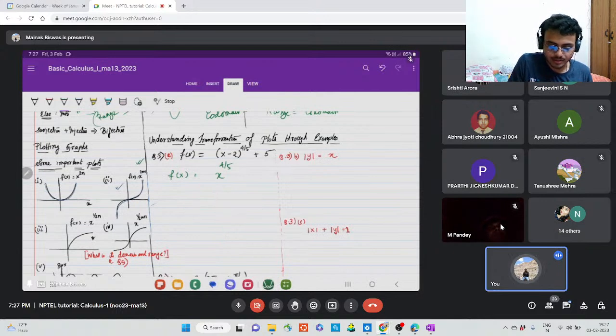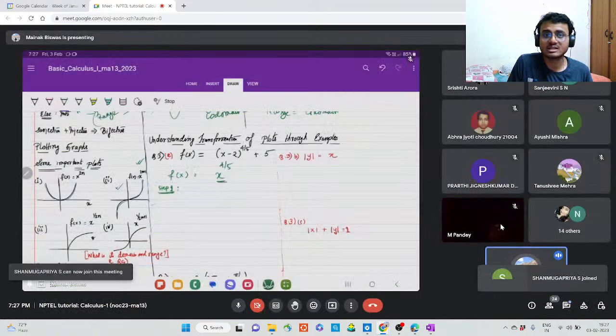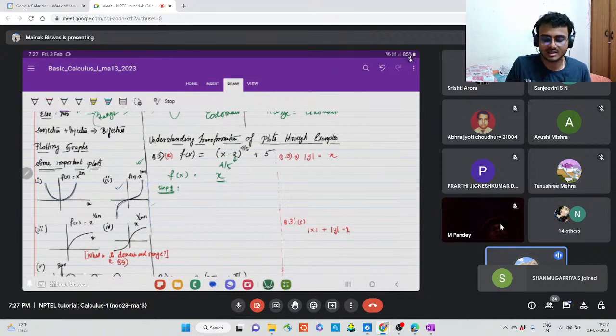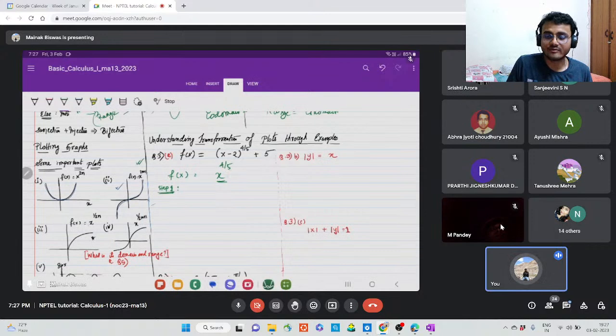So step 1, you'll need to develop a series of composition of functions in order to draw a curve. So how will I do it? First, let's take a very simple case. So this is the case that I'm taking. Instead of taking x minus 2, I'm going to take the entire x minus 2, consider it as x. Right? So x to the power 4 by 5.